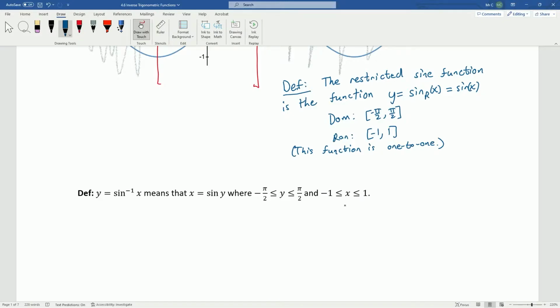So notice what we've done here is that we're defining our inverse trig function in the usual way, that we're switching the inputs and outputs of our original trig function, but we're doing it with just the restricted version of the trig function. So this restricted version has domain negative pi over 2 to pi over 2 and range negative 1 to 1. So sine inverse has range negative pi over 2 to pi over 2 and domain negative 1 to 1.